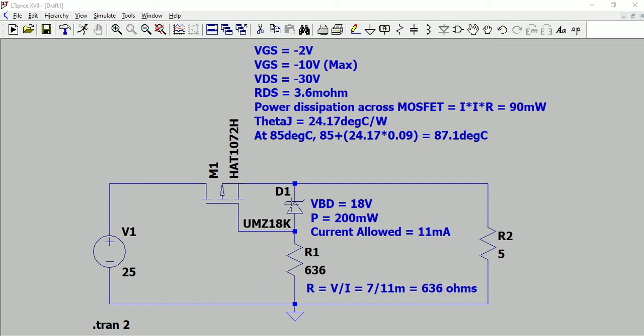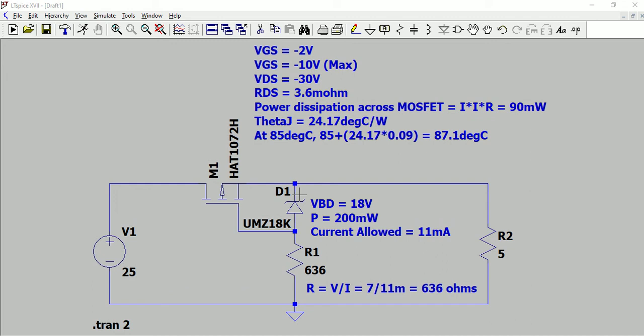And then once the Zener diode is selected, you should select a resistor such that once the Zener turns on, there should be a current limiting. So here we are doing current limiting such that the power dissipated across the Zener diode should not increase beyond its specification, which is 200 milliwatt.